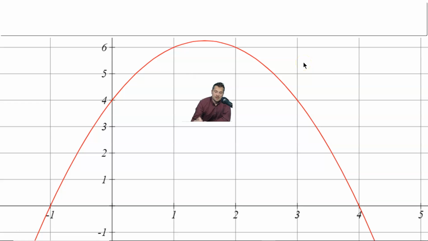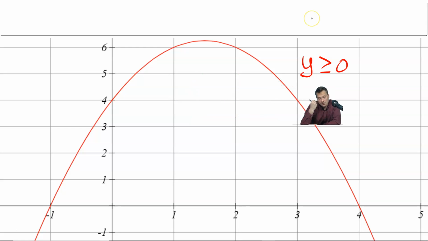Specifically, let's imagine, I'm just going to make one up, that it says y should be greater than or equal to 0. So how do we actually solve that? Think about what that says. It says y is greater than or equal to 0. That refers to the y-coordinate of any point on the parabola. That is the logical condition.